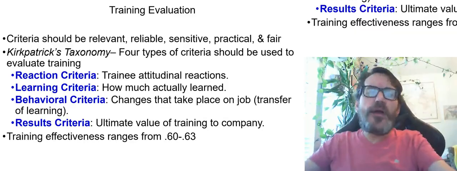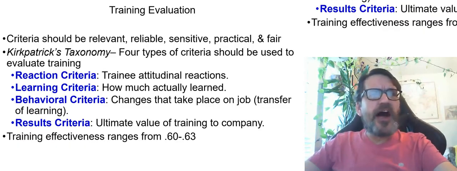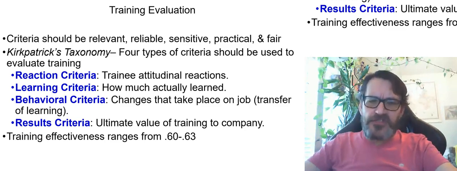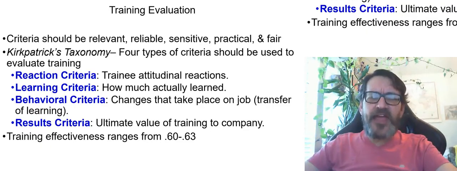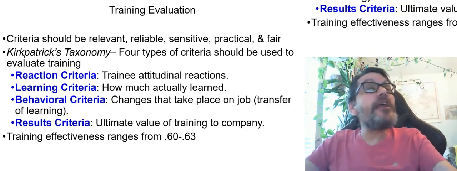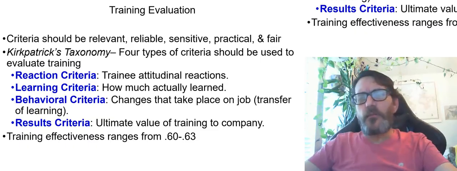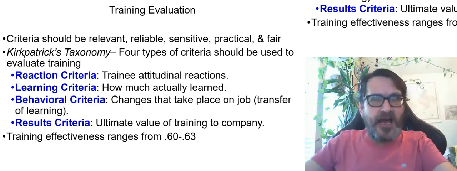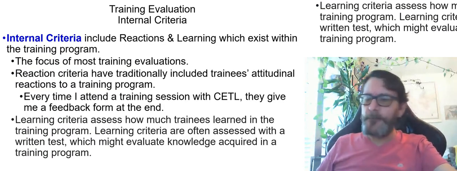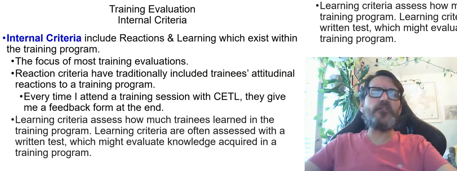So when evaluating training, there are these 4 different criteria to evaluate the effectiveness of training: reaction, learning, behavioral, and results criteria. And the first 2 are considered internal. That is to say, they are things that are measured during the act of training, whereas the second 2 are external, and they are really the outcomes or the transfer of training kinds of things that we're talking about. Okay? So the internal criteria, as I said, are reaction criteria and learning criteria.